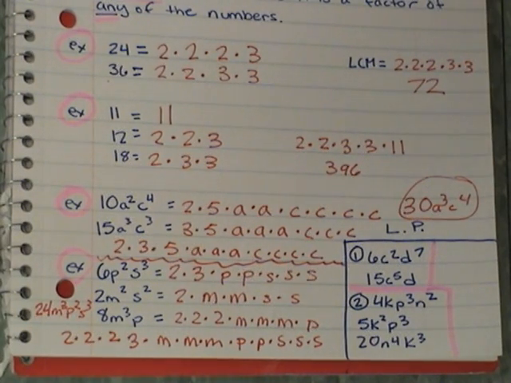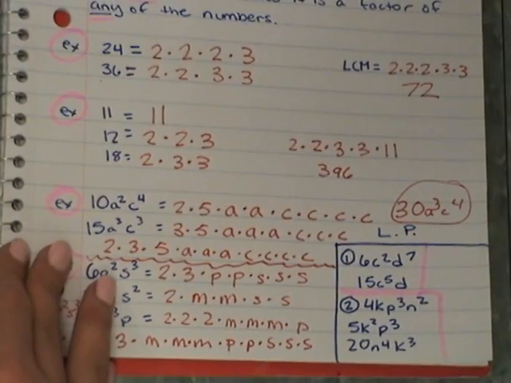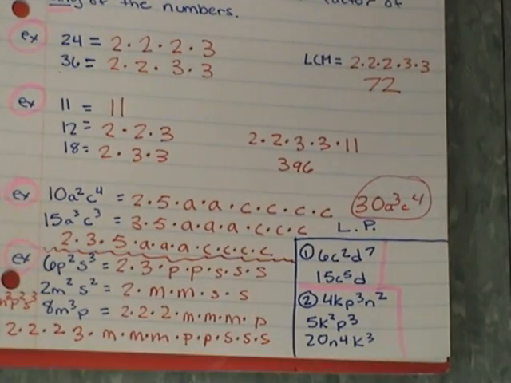All right, here is your lesson practice. Number 1, 6 c to the 2nd, d to the 7th, and then 15 c to the 5th, d. Find the least common multiple of those two. Number 2, 4k p to the 3rd, n squared, 5k squared p cubed, and then 20 n to the 4th k cubed.